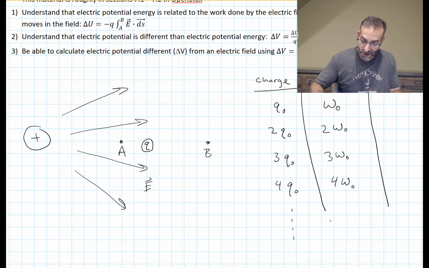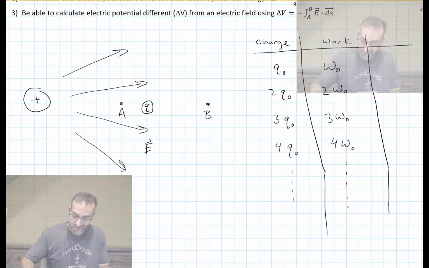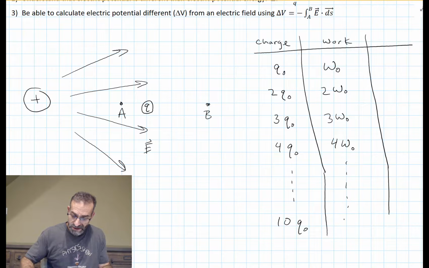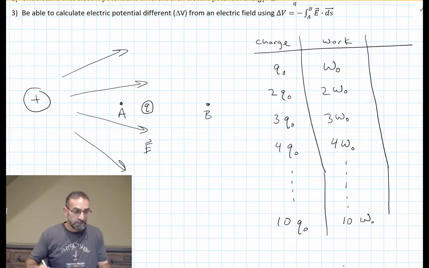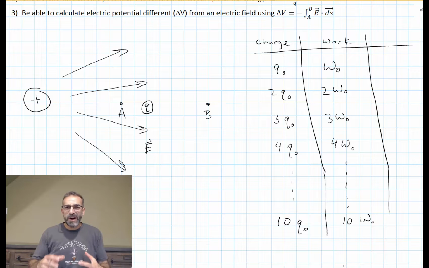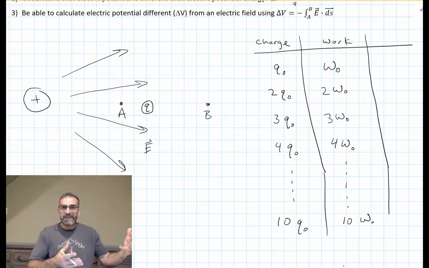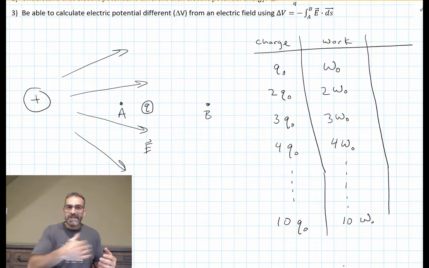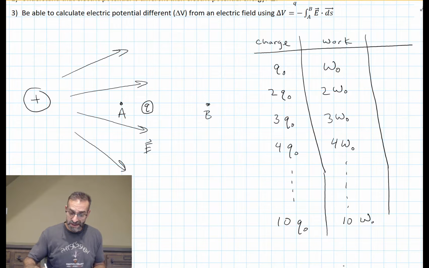And we could keep going. Are you getting tired of this yet? What if it was 10Q? Then it would be 10 times the work. Now, there are situations where the charge is changing constantly, and we don't want to have to go through this calculation every time. We want to come up with something that depends on my points A and B and the field that they're in, and not on the charge that I'm moving. What do we do? We divide the work done by the charge that we're moving between those 2 points.